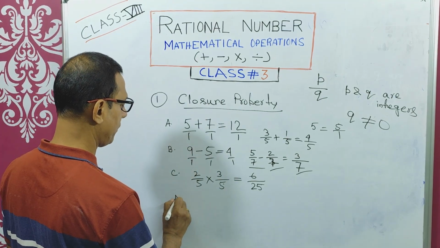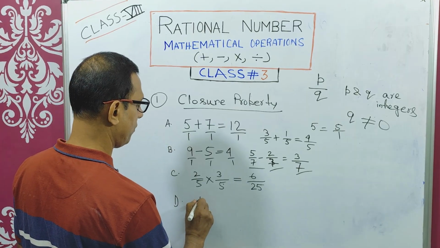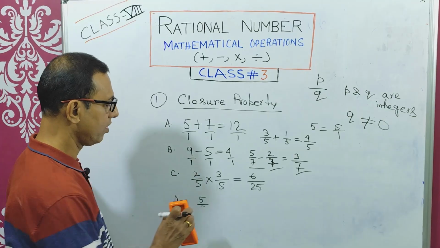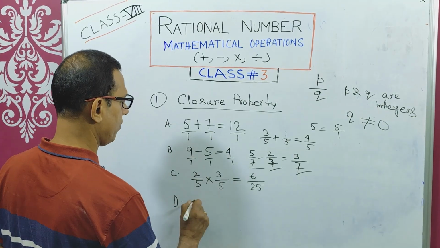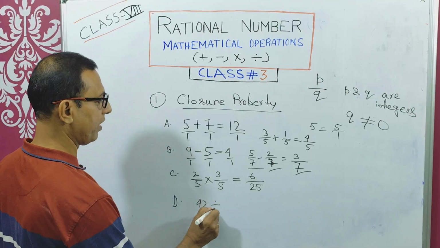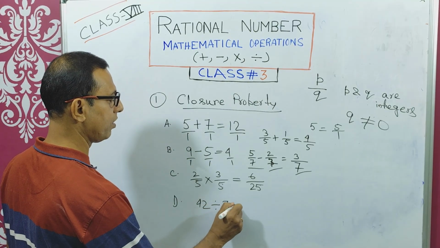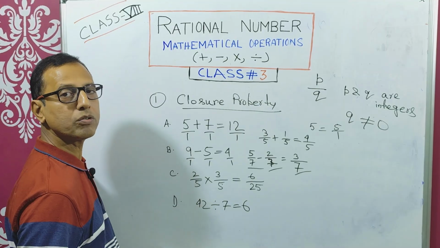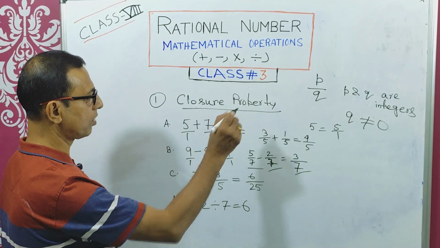Next, division. Let's say 42, it's a rational number, divided by 7, it's a rational number, equals 6. It's also a rational number. So division also supports closure property.